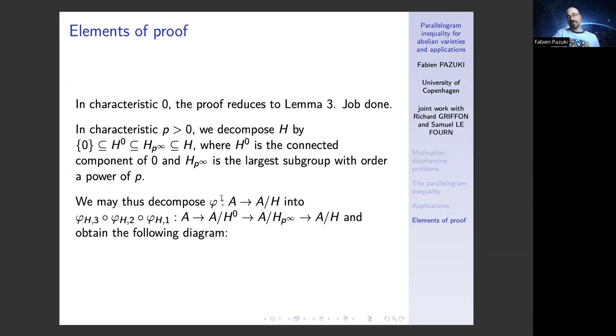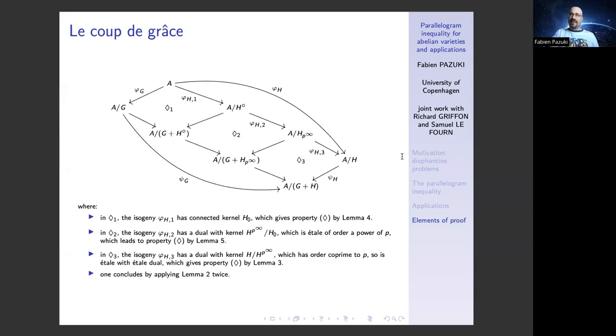And so the goal now will be to decompose the isogeny A to A over H into a product, this time of three isogenies, because we have these three subgroups. So I have a diagram. I gave it a name, le coup de grâce. So I guess it's very close to English. So coup de grâce is when you suffer, and I know some of you at least probably suffer a bit with all these heights. So coup de grâce is the end. You stop the suffering. So it's almost done. But it's also a little bit of a play on words because I find it very graceful. It's a very nice diagram.